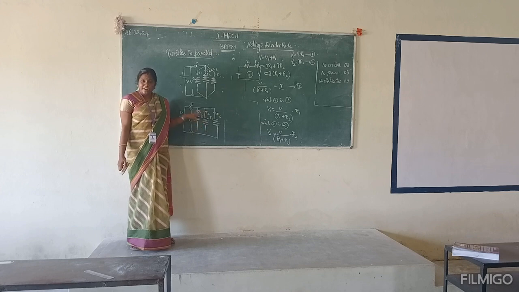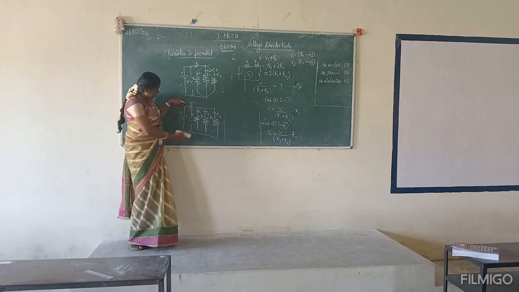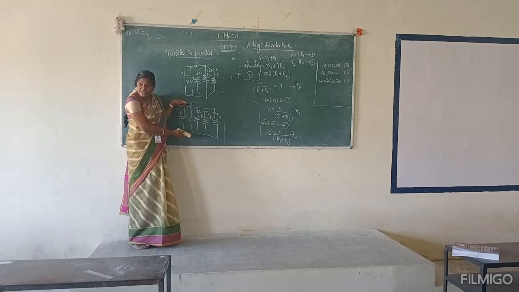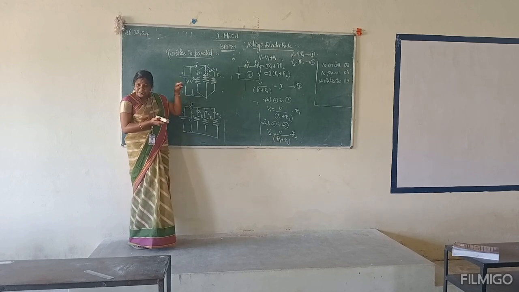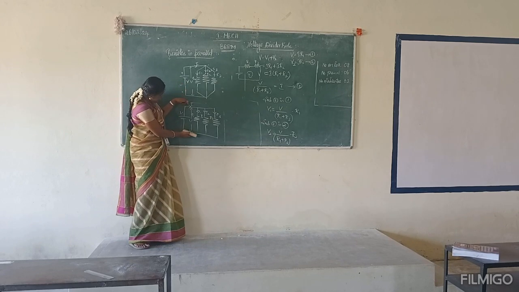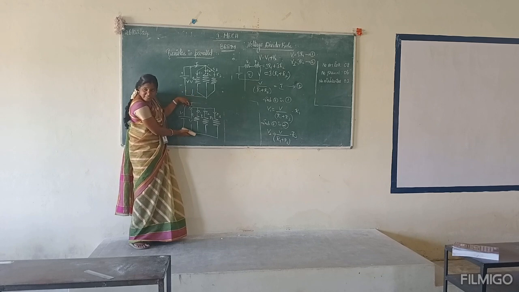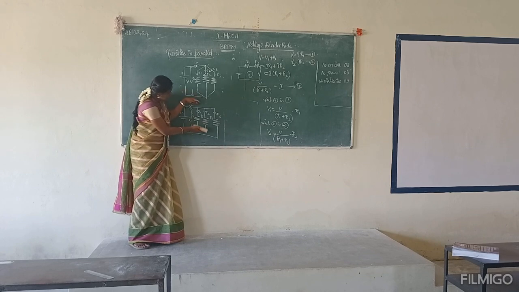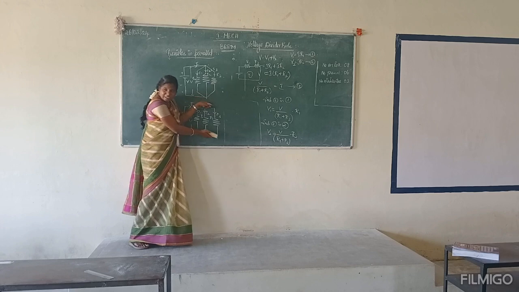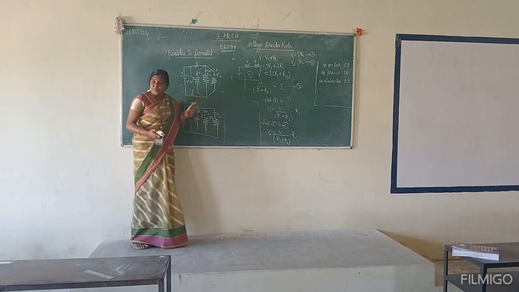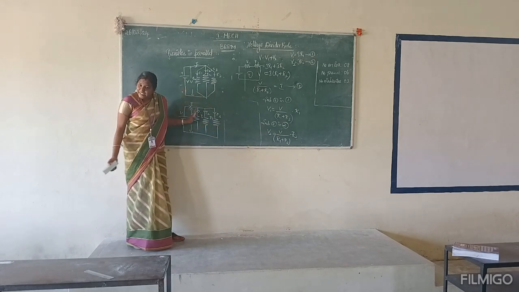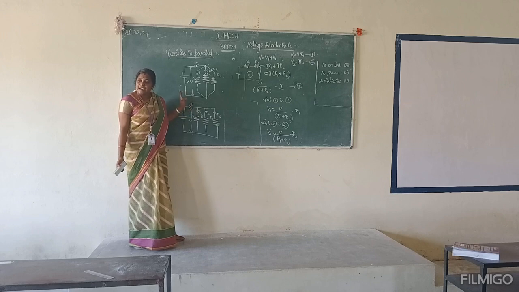You understand? Now the voltage is gone. See the voltage, whatever voltage it is. Potential difference between two points is known as voltage. So the potential difference between this point and this point is V. Same potential difference here also V. Here also V. Everywhere it is V. Now the voltage is common. Current will get divided.